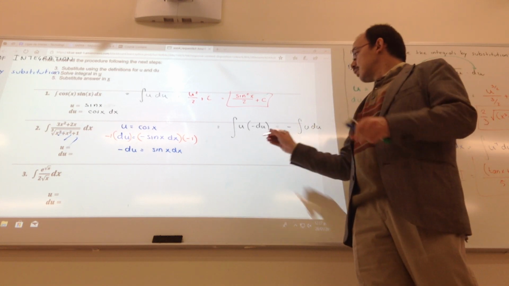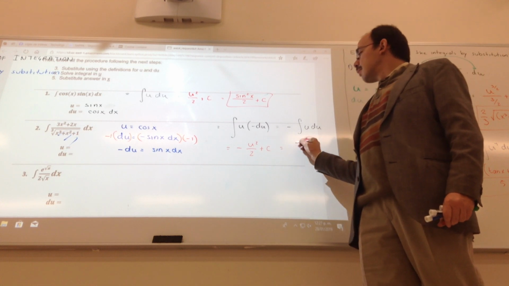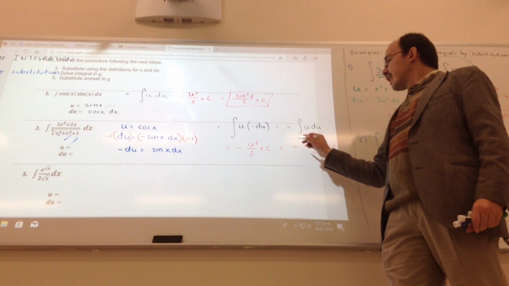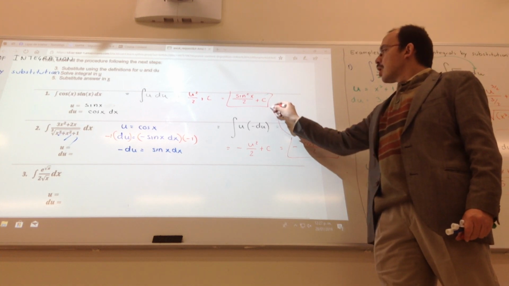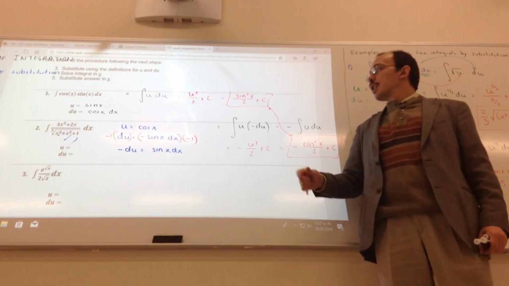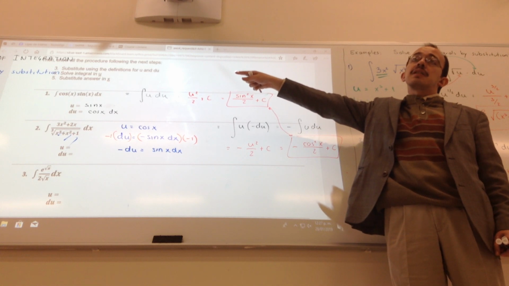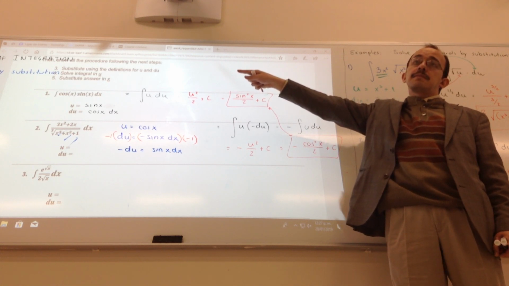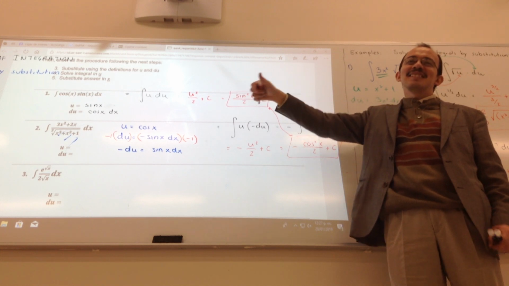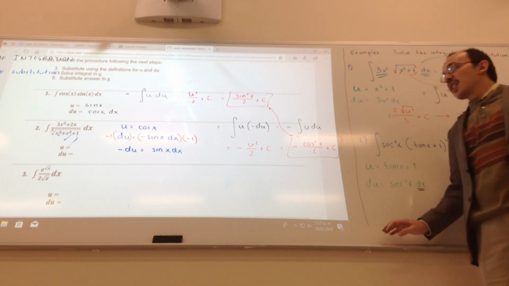The integral now is going to be minus u squared over 2 plus c, which is minus cosine squared of x over 2 plus c. Is that the same answer as this one? Not quite, but they are equivalent to each other. If I find the derivative of this one or that one, the answer is still the integrand, cosine times sine. You could try it if you want. You believe me? Okay. Questions?